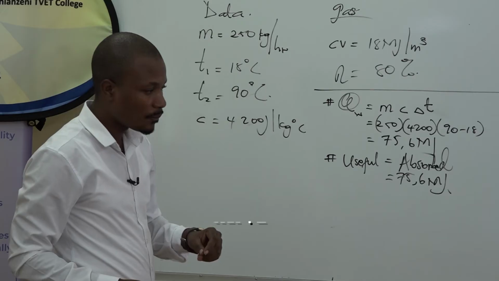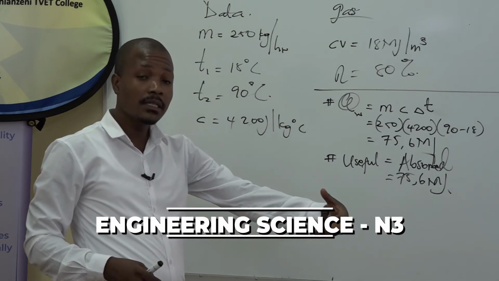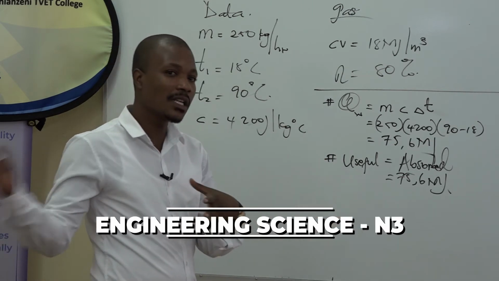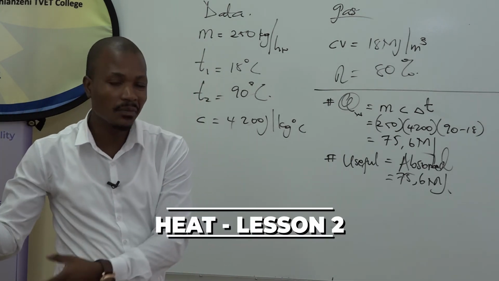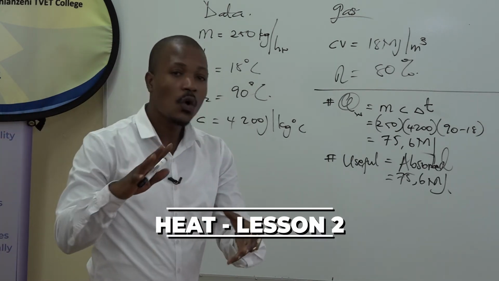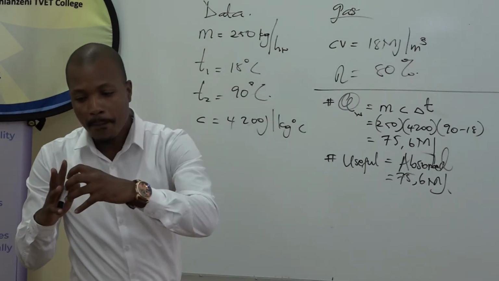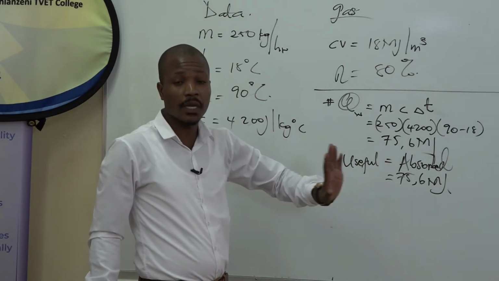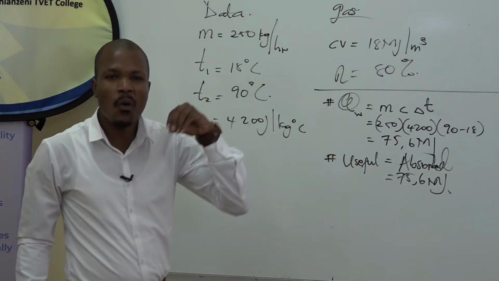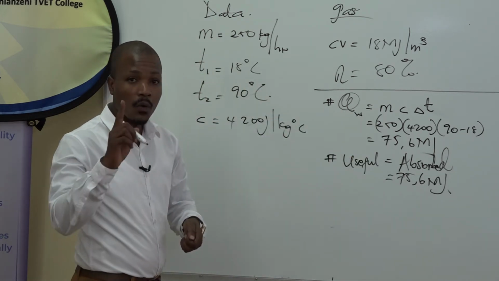And then the next says calculate the calorific input of the gas per hour. Calorific input. Now, remember, the water takes only 80% while 100% is being produced. We want to know what is that 100% that was produced or transferred to the boiler. We know that the water receives 80%, which is 75.6 megajoules. We want to know how much was transferred to the boiler.